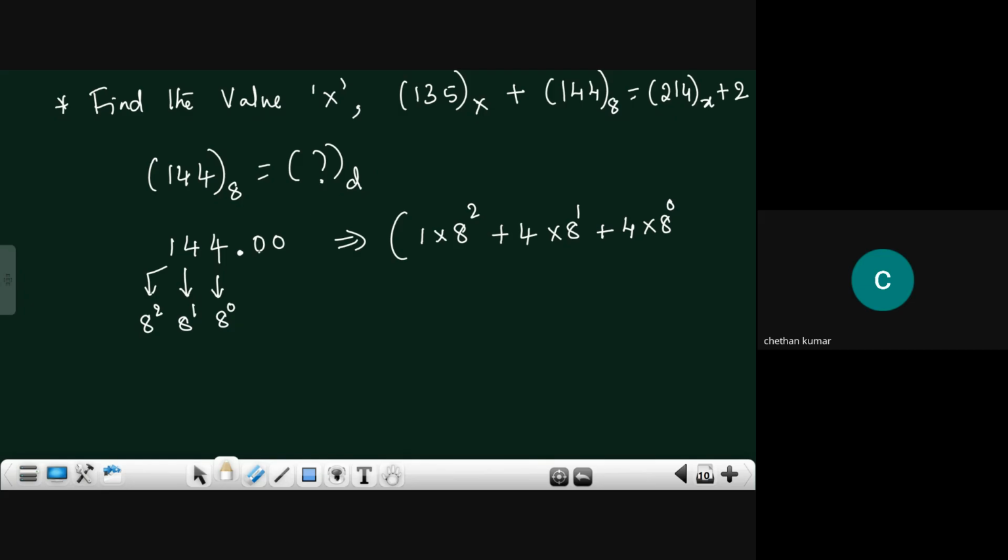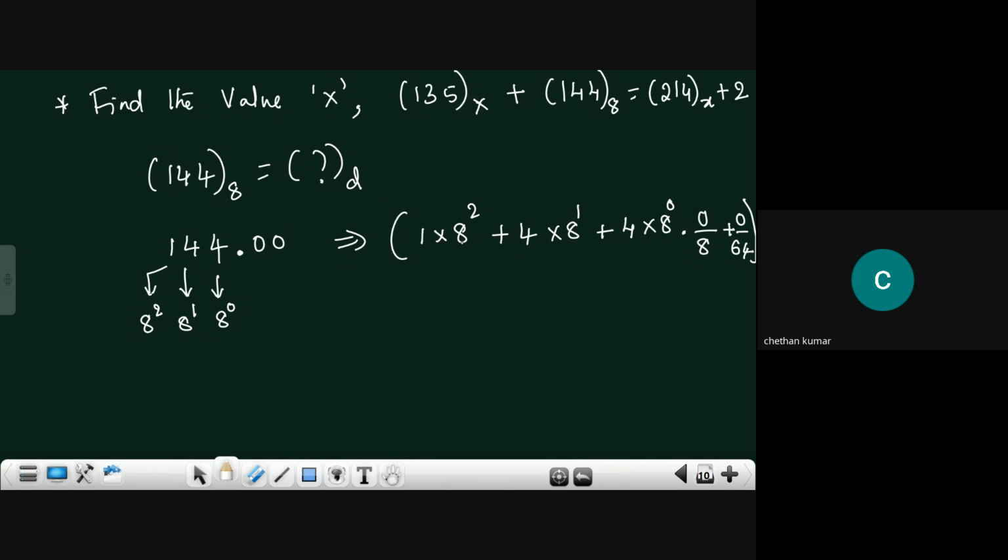What about the fractional part? There the weighted power is divided, whereas here it is multiplied. So 0 into 8 power minus 1 is 0 by 8, and 0 by 8 power minus 2 is 0 by 8 square. 8 square is 64. Sometimes I may make mistakes in calculation, so you need to correct it.